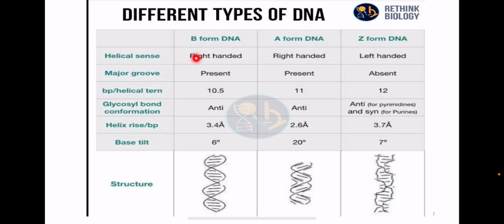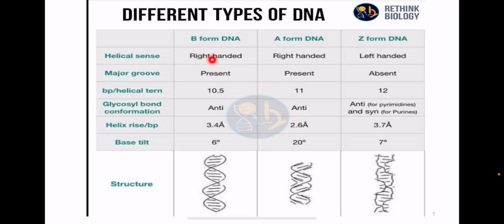We also have 3 different types of DNA. We have the B form, A form, and the Z form. We are going to take them one by one. The B form is the most common, let me call it the basic form of DNA. So almost all normal DNAs are of the B form.